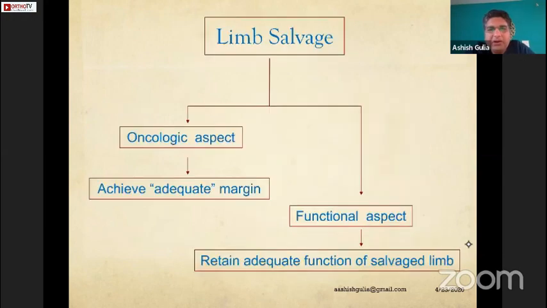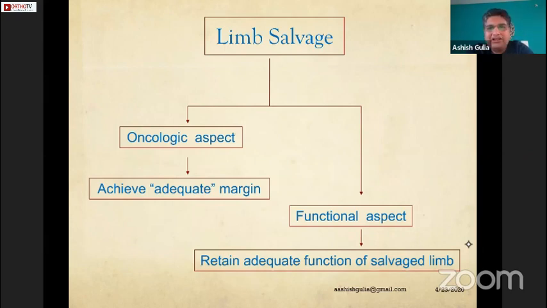Now, when we talk about limb salvage, we must remember that getting a clear oncological margin is a must. That's why the oncological aspect is always kept at a higher level as compared to the functional aspect.